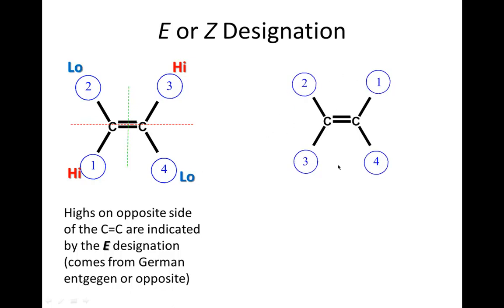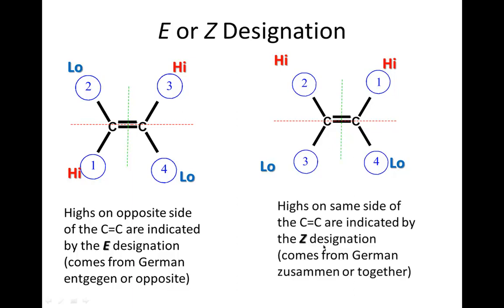So let's say our priorities come out like this. And so if we look at, again, each carbon separately, this number 2 is higher than 3. And on this end, 1 is higher than 4. So now we've got our highs and lows labeled. Again, we'll look longitudinally. We've got the 2 highs on the same side of the double bond that goes through the center of the double bond. And so this one is like cis, and the thing we use to designate that is Z, and that means the German word together.